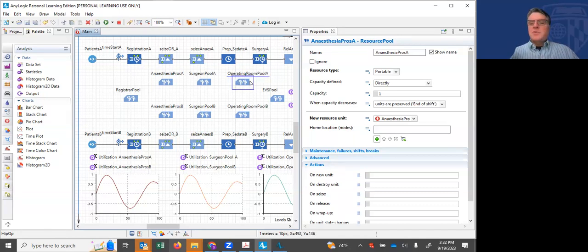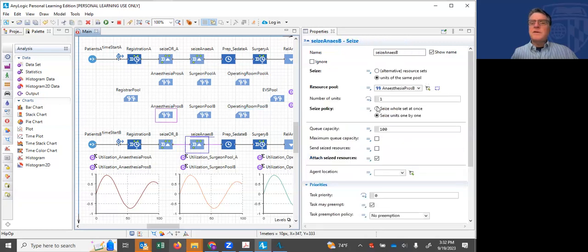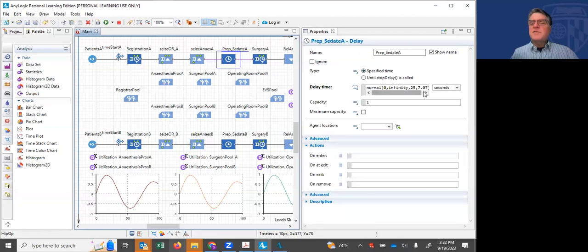So I just want to look at the operating room. We have 2 of each, 2 ORs in each. We've grabbed the anesthesiologist in A. I just want to make sure that we're grabbing from the correct pool here. That's correct. Anesthesia pros B, and we just grab 1. And then we're going to go and sedate. So this is a time, and it's a mean of 25, a standard deviation of 7.07. Just verifying that's true here also.